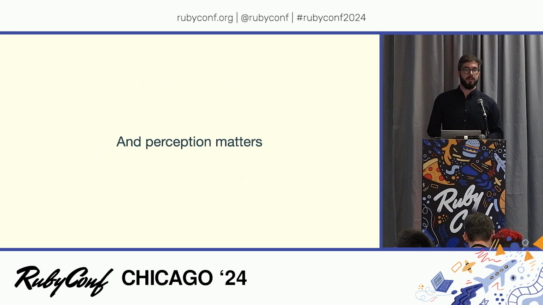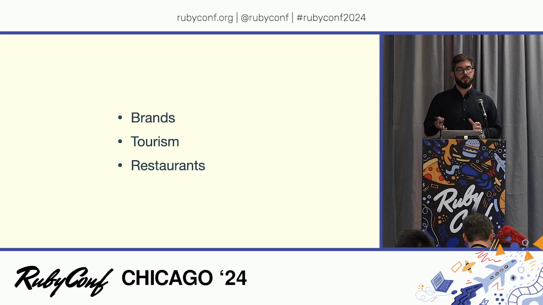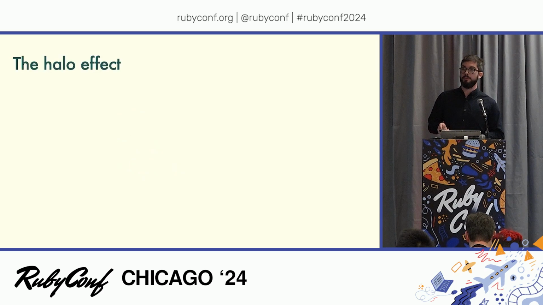And perception matters, right? The way that Ruby is perceived is important for us. If you search online, there's a lot of research into how certain elements of one thing can impact the perception of that thing overall. Like certain elements of brands can impact how consumers feel about their products, or how certain aspects of a location can impact tourism, or how certain elements of a restaurant can impact how people feel about the food. This effect is called the halo effect.